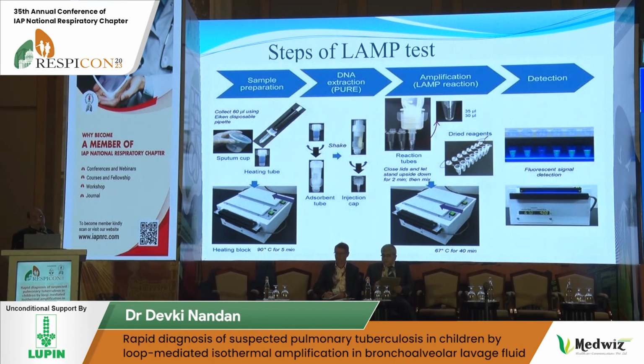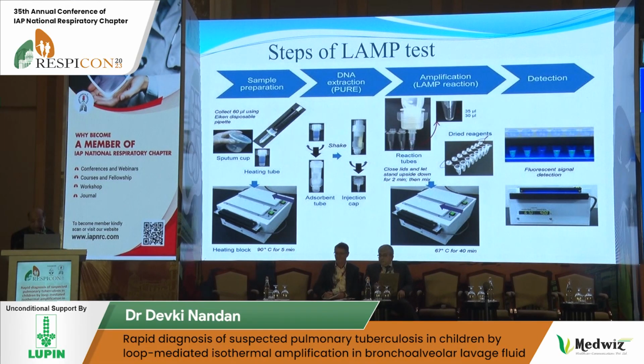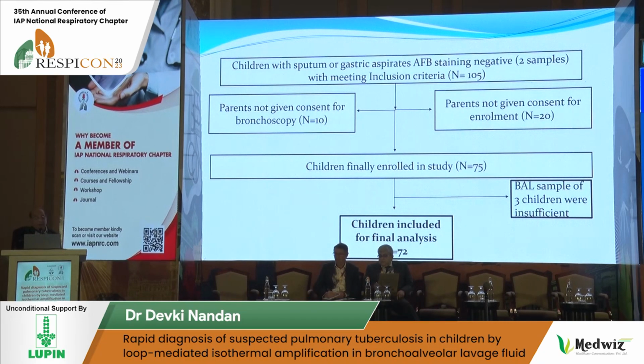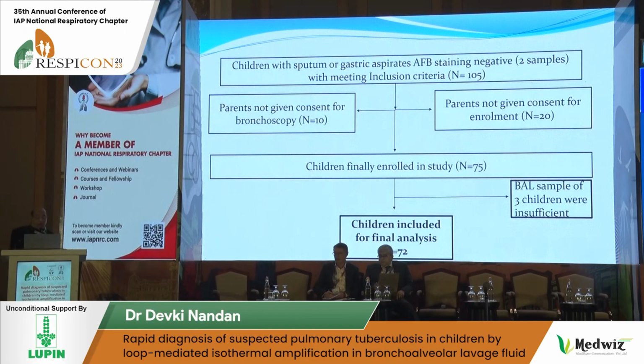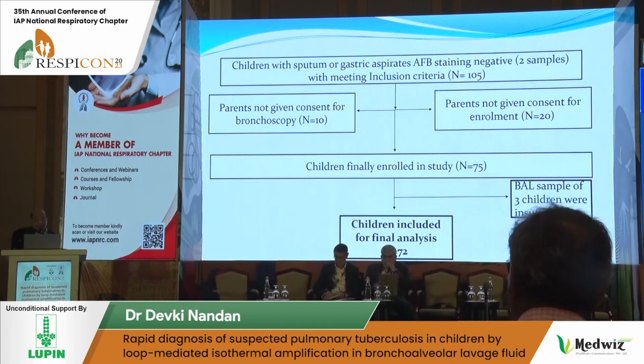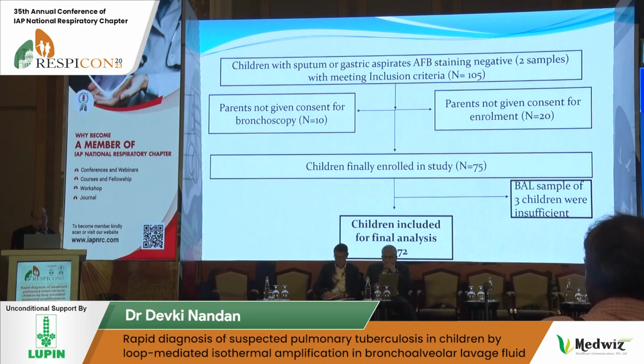The steps for the LAMP test are sample preparation, then DNA extraction, amplification of DNA, and fluorescent detection of DNA. 105 children were meeting the criteria, and 10 did not give consent for bronchoscopy, and 20 did not give consent for the enrollment. So children finally enrolled were 75. The BAL sample of 3 children was insufficient, so children included for final analysis were only 72.